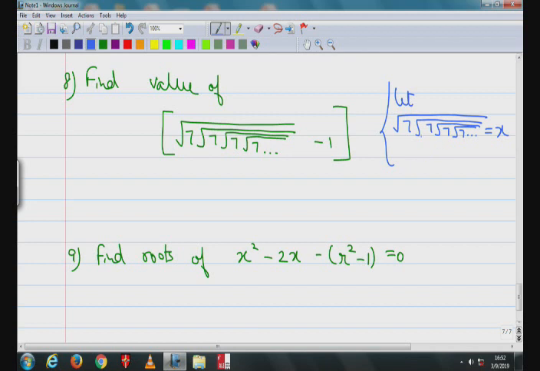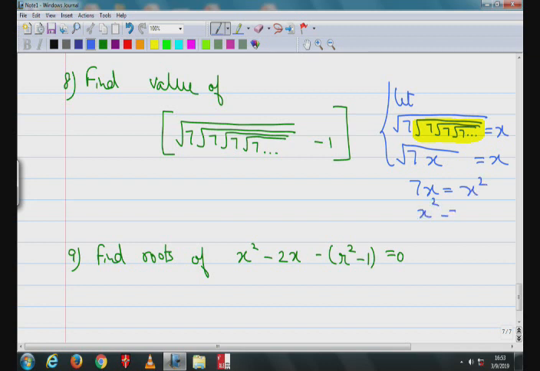If that complete thing is equal to x, then this smaller part, which is inside the root, except one of the 7, will also be equal to x. Because it is going up to infinity, and if we remove one of the 7, it does not make any change. So we can rewrite this complete expression as root of 7 times x, because the entire thing inside the root is equal to x. Now squaring on both the sides, 7x is equal to x square.